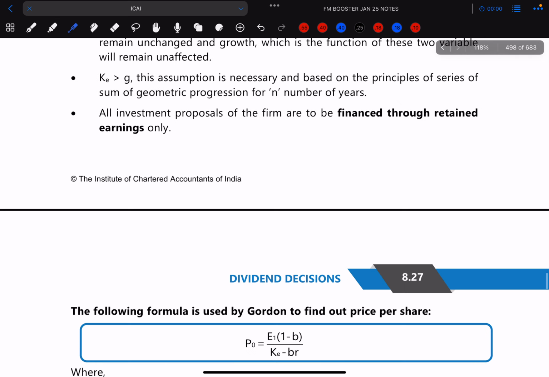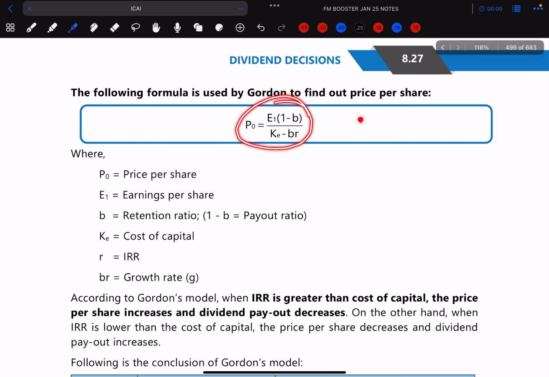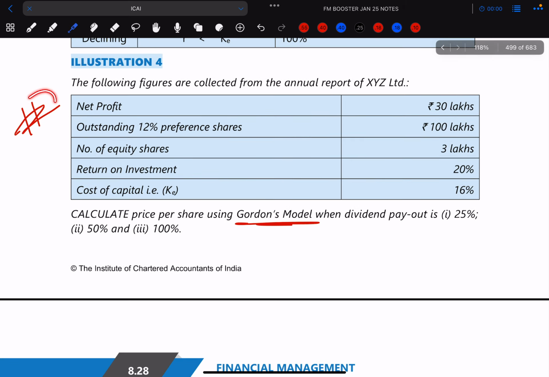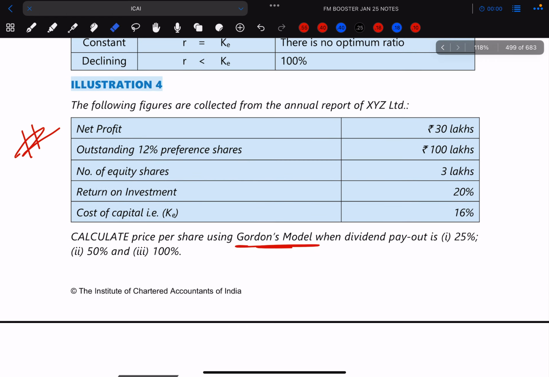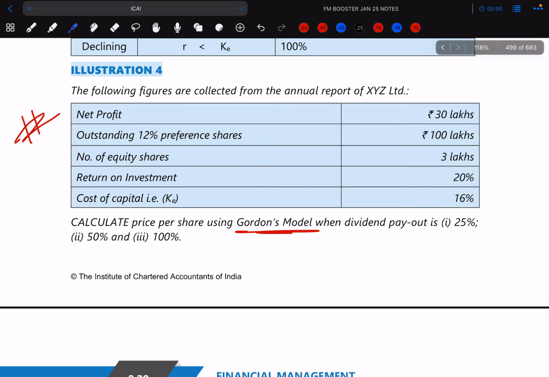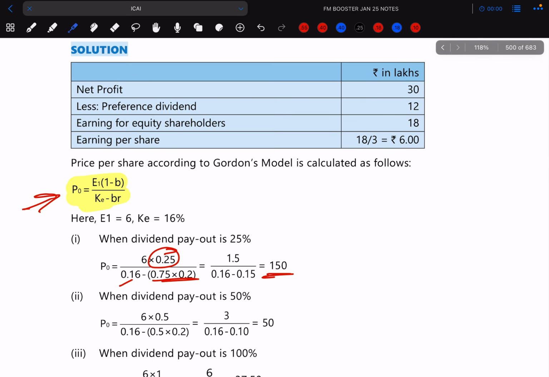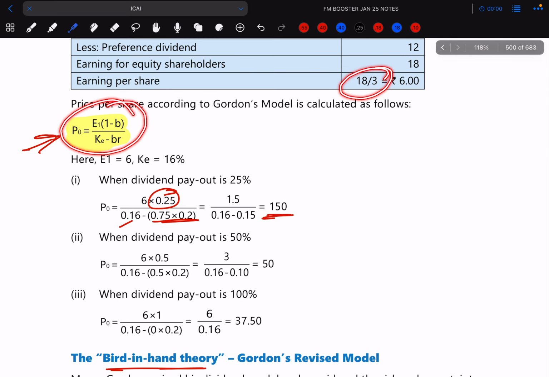Gordon model. This is Gordon: E1, that is earning per share, into 1 minus B. This is also called the payout ratio, or B is called the retention ratio, divided by K minus growth rate. Okay, this question is important. I have marked it. This one is simple. They have given net profit, outstanding preference share, number of equity shares, return on investment, that is ROI or small r, and K. In this case, just go and find out the EPS and put it in this formula here.